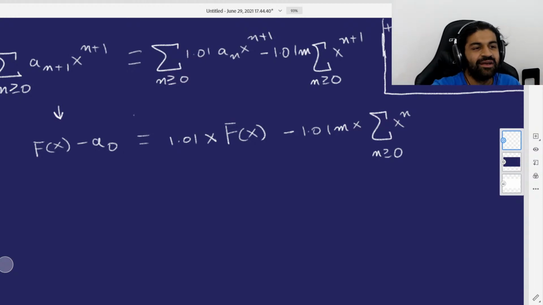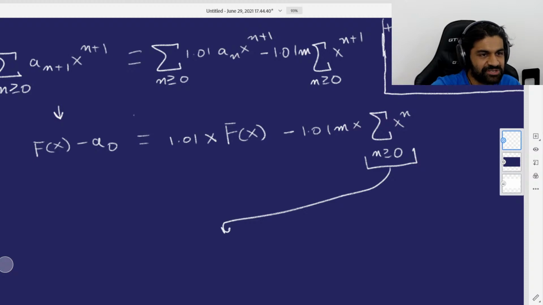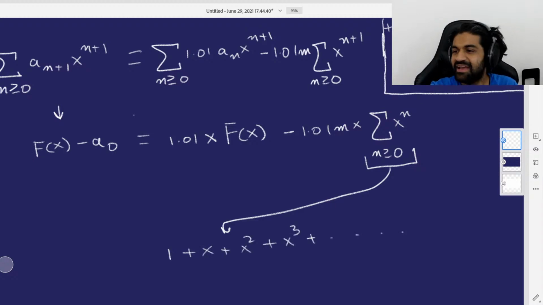Okay. By the way, this has a closed form. Let me expand this out. So this is just n greater than or equal to 0, you're summing x to the n. So this would be like 1 plus x plus x squared plus x cubed and so on. And you might remember, this is just the Taylor expansion of 1 over 1 minus x. So I can just replace this with 1 over 1 minus x.